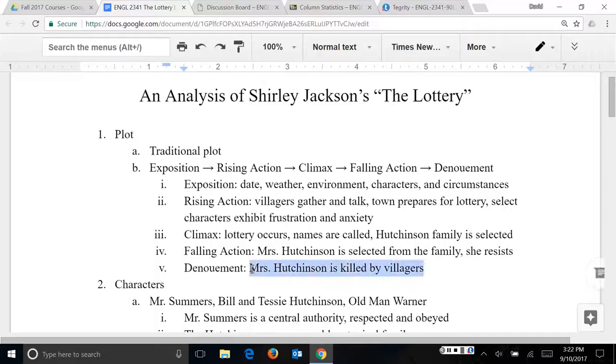It's a very short denouement, but that's the case, right? Presumably after the story ends, we assume everyone goes back to the same routine, waiting till next year for the lottery to take place and for someone else to be killed and stoned. And so that's a very traditional plot. There's very little that's different or experimental in terms of the story.